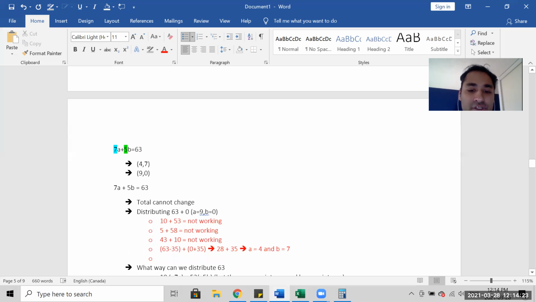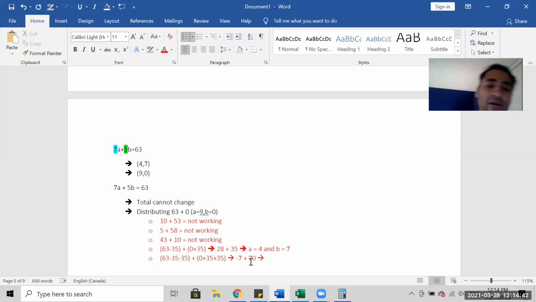What if I try to distribute 63 minus 35 plus 0 plus 35 plus 35? That does not work, because then this becomes minus 7 plus 70. And given a and b have to be positive, that does not work. That's the reason why it's that spread of LCM that I'm having to spread that 63.